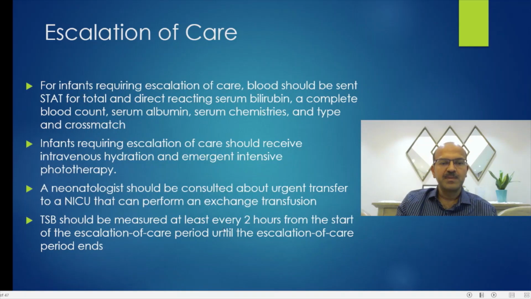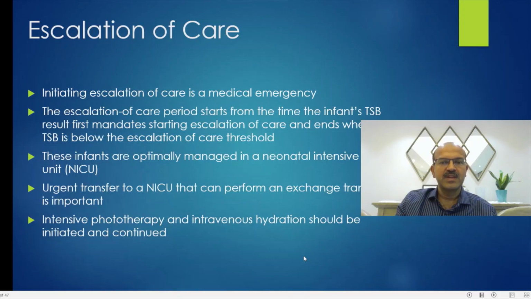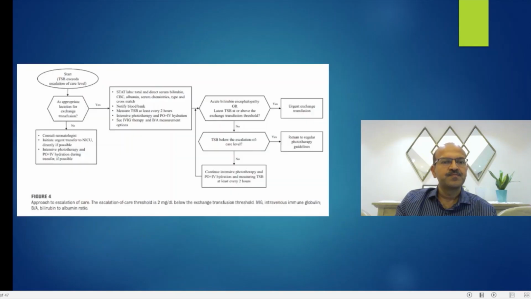The TSB should be measured at least every 2 hours. This is important to note because they want it every 2 hours from the start of the escalation until the escalation of care ends. As we defined here, it ends when the TSB is below the escalation of care threshold. So the bilirubin has to come 2 blocks below the exchange transfusion cutoff for that age.